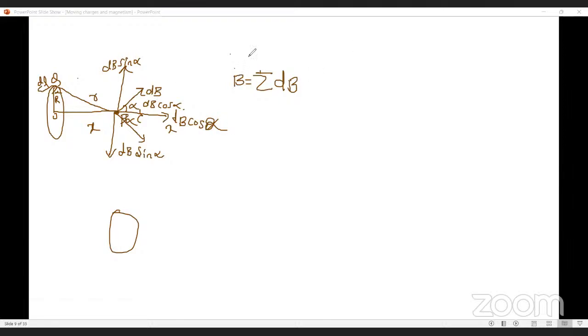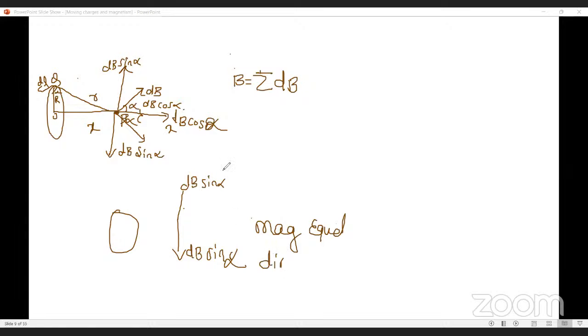Look here, it is not just dB. We are resolving it into two components, the sin alpha and the cos alpha component. If you see, dB sin alpha and dB sin alpha are in opposite directions. You agree? Both dB sin alphas are in the opposite direction. So their magnitudes are equal, but they are opposite in direction. Therefore, this component will get cancelled.